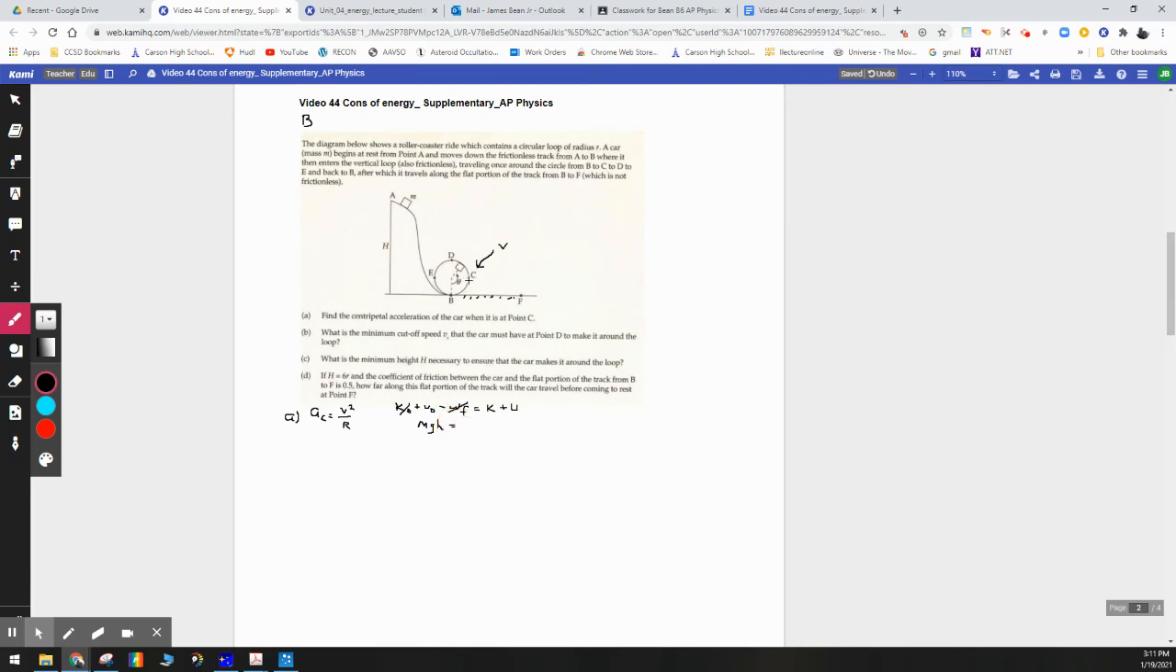Now here it's moving, so at this location it has both kinetic and gravitational potential energy. The kinetic energy is going to be 1/2 mv squared. Plus it's going to have some potential energy because C is a distance r from the ground. So this will be mgr.